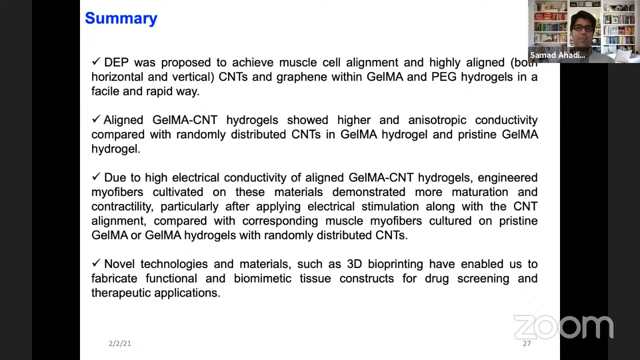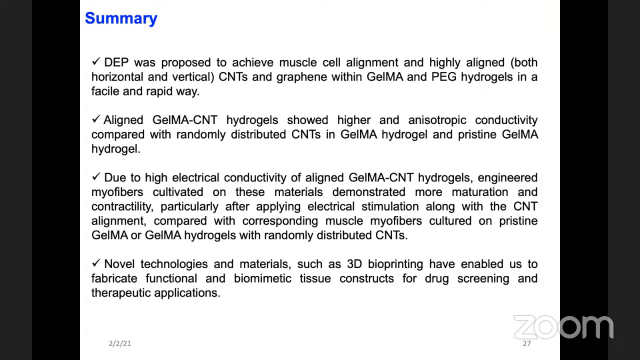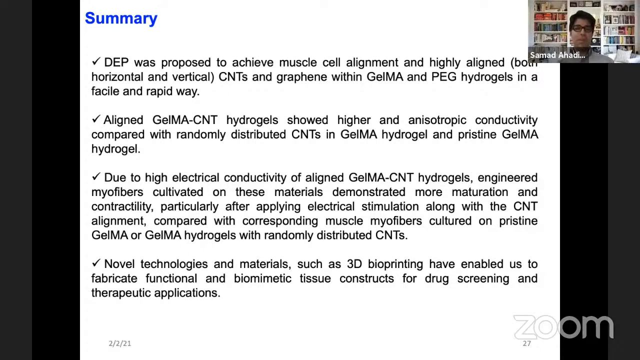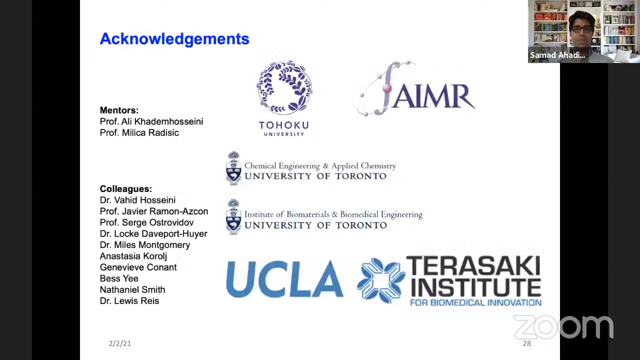And let me summarize my talk. So we use the DEP technique to get the cell alignment and different alignment of the CNT and the graphene inside of different hydrogel systems. And we showed this kind of hydrogel system has a better functionality to induce tissue function and behavior. And in the final step, I showed you the 3D bioprinting and novel technologies and the bioinks and the biomaterial to have functional muscle tissues.